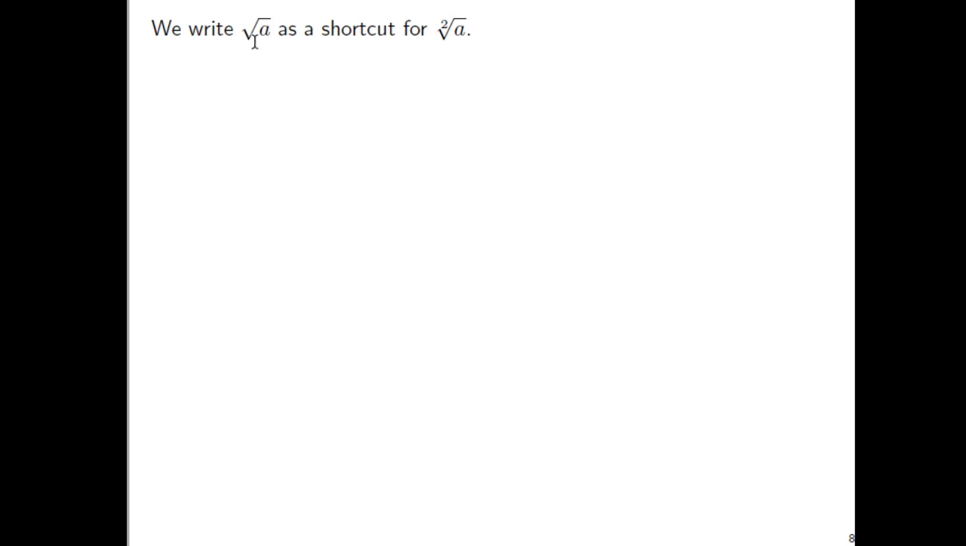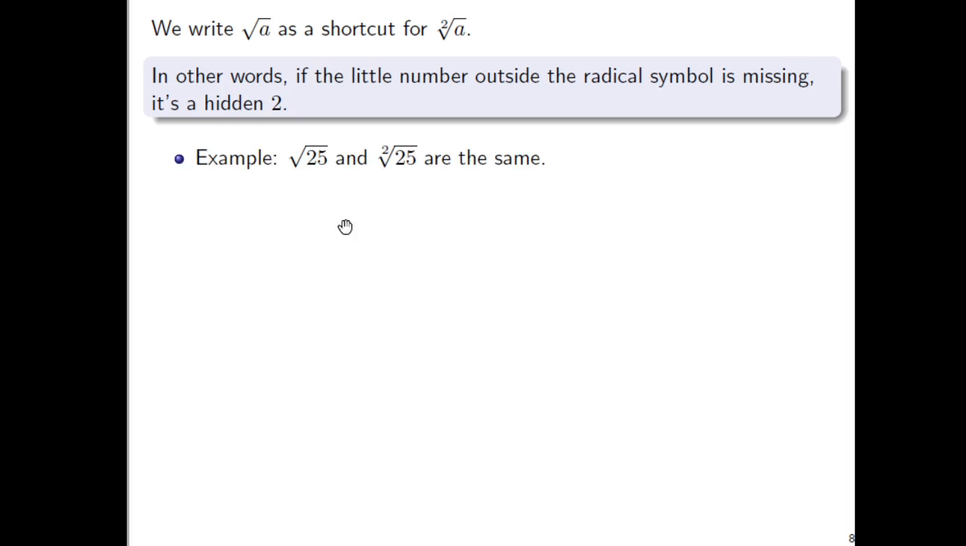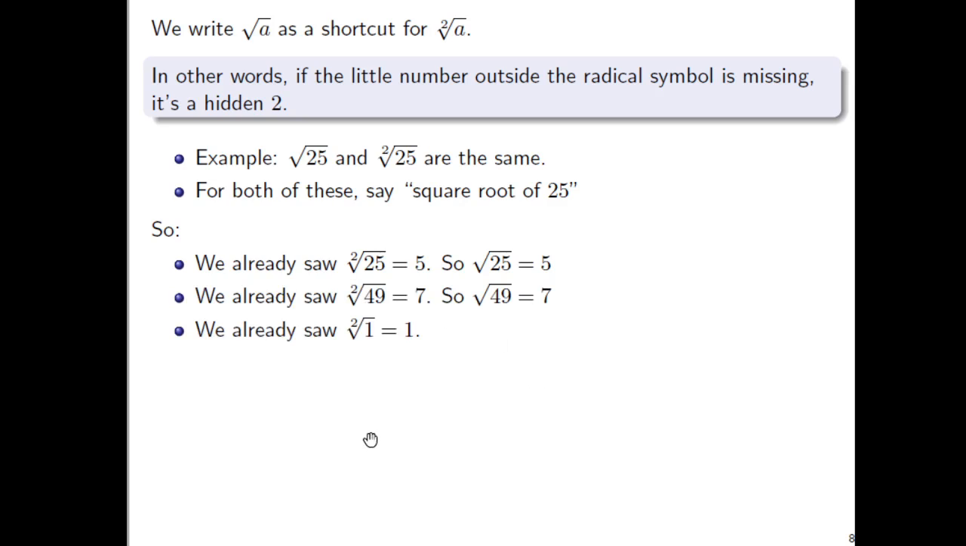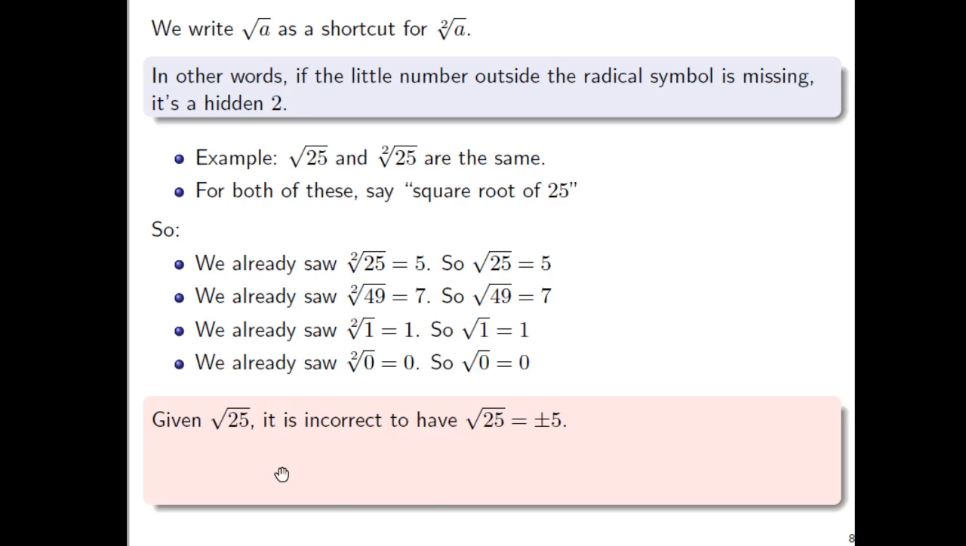By the way, we will write root a as a shortcut for second root of a. So if the little number is missing, it's a hidden 2. Okay, so for instance, root 25 and second root of 25 are the same. Instead of saying second root of 25, we typically say square root of 25. We already saw that the square root of 25 is equal to 5, so root 25 is equal to 5. We already saw square root of 49 equals 7, so root 49 equals 7. We already saw square root of 1 equals 1, root 1 equals 1, root 0 equals 0.